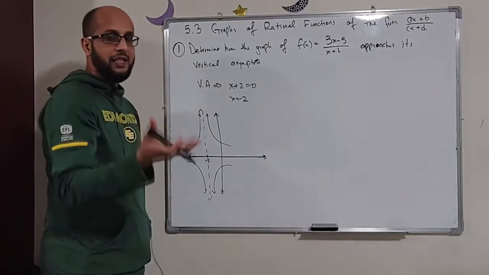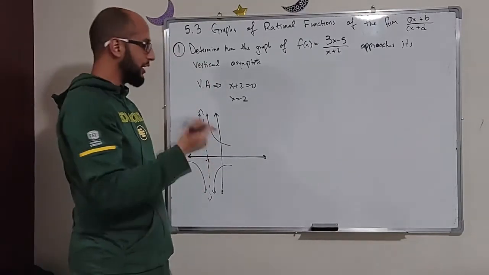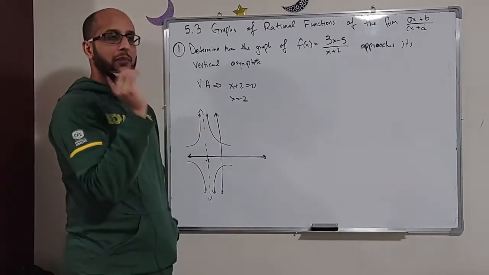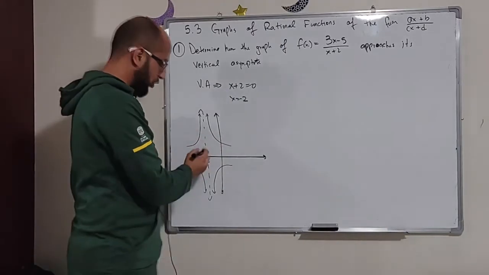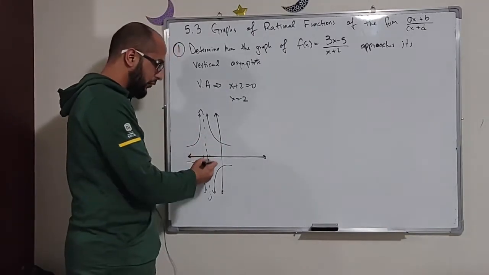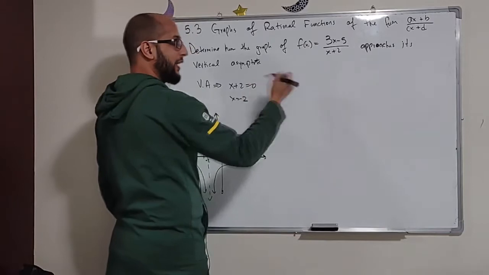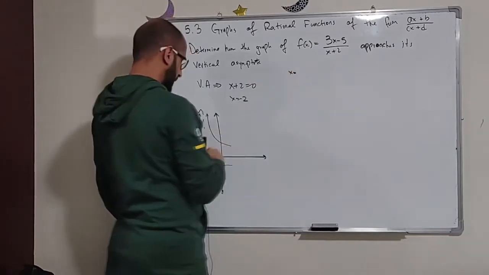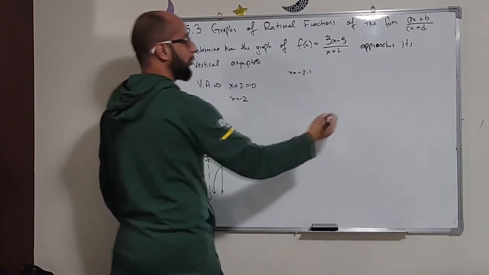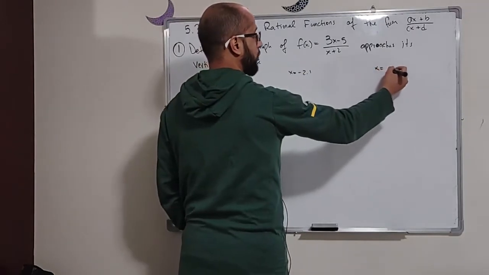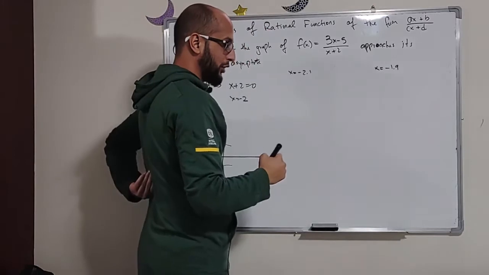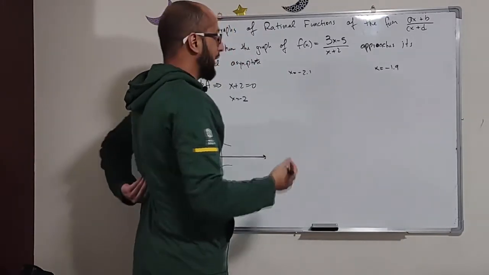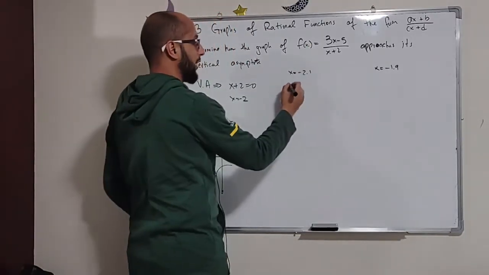To figure that out, the easiest thing to do is to check a number immediately to the left or to the right of my function. So if I take one number to the left and one number to the right, left of negative 2, I get negative 2.1. And to the right of negative 2, I will get negative 1.9. And what I'm going to do is plug those values in to this function to find out what we get.